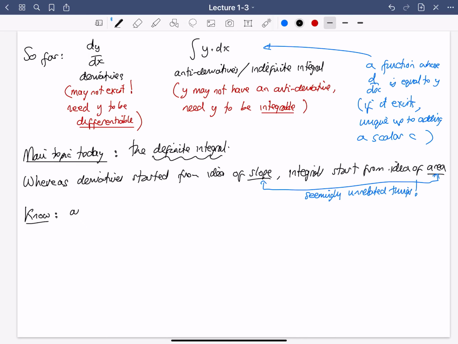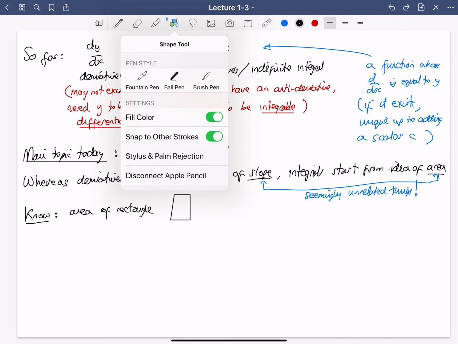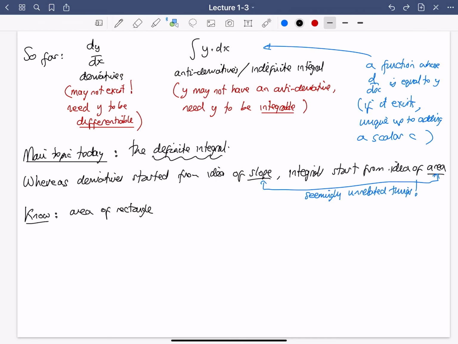Well, I guess the most basic thing we know about area is the area of a rectangle. There's a rectangle. Oh, let's not shade it in. I don't really want it shaded in when I'm drawing a rectangle. So here's a rectangle. So if it's an A by B rectangle, the area is A times B, the product of the two sides. I guess you know the area of a triangle.